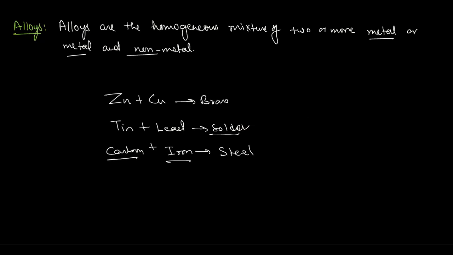Actually, when we have to run the train over a railway track, we need a strong iron. We need a strong metal that does not easily distort. Distortion means it does not change its shape and does not easily break when heavy loads run over it.